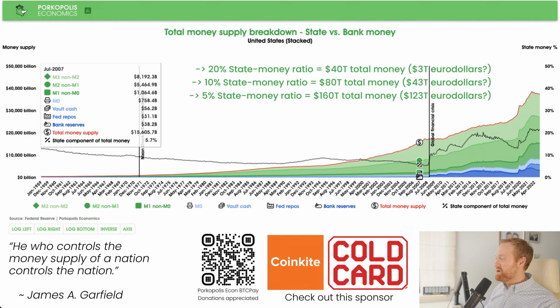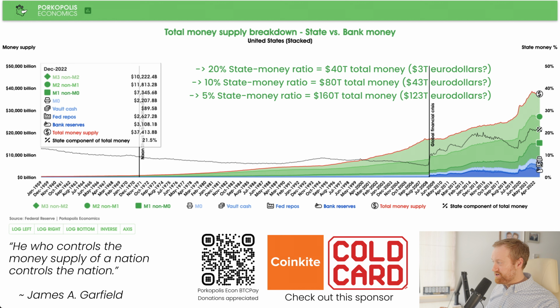Or if we wanted to fall back to the ratio here of 5% state money to total money pre-global financial crisis, that would mean a $160 trillion total money market. Subtract what we know, which is $37.4 trillion. And again, basically Eurodollars are not included. There's just a small component in my money supply. So the gap there would be $123 trillion worth of Eurodollars.